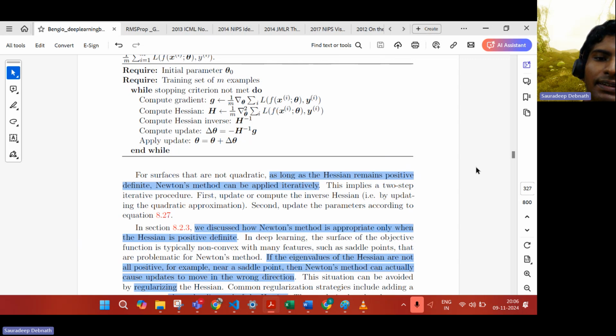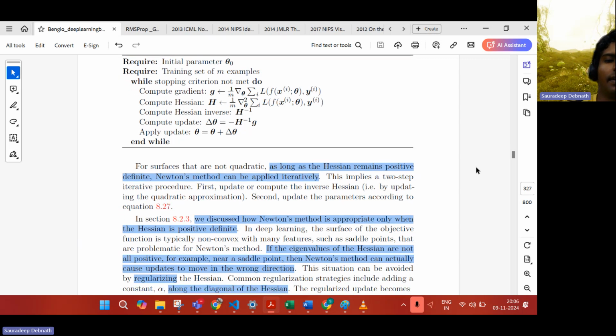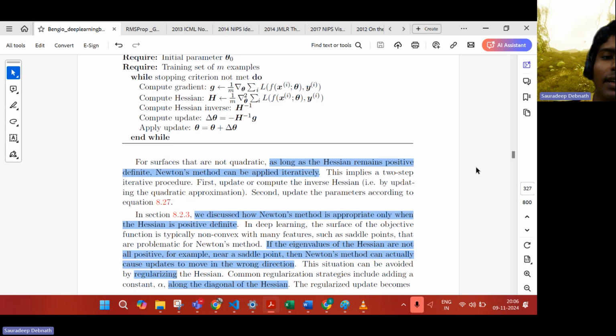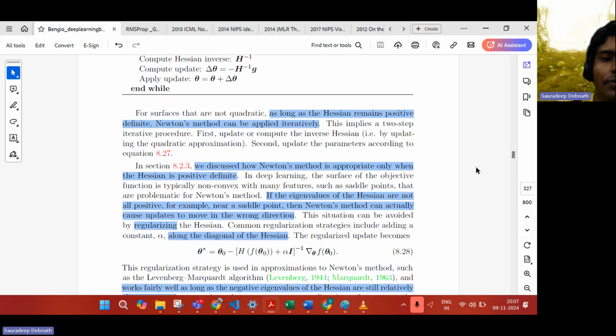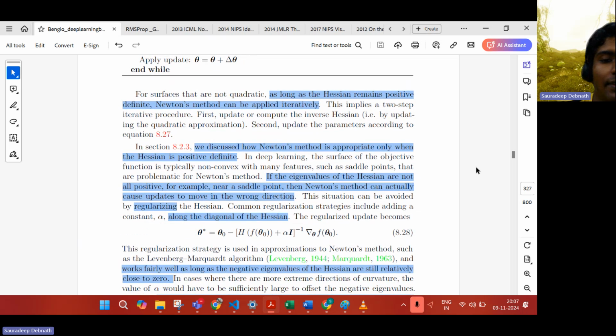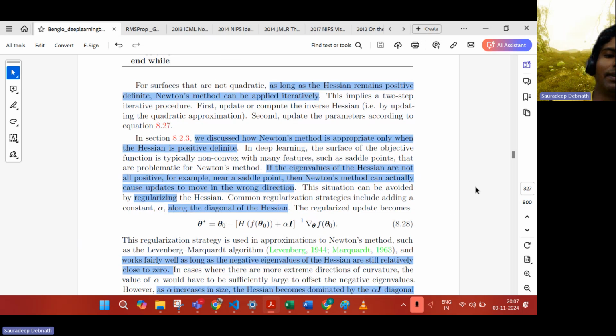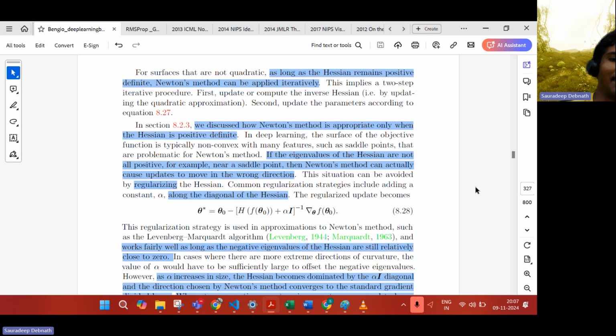To handle situations where the Hessian is no longer positive definite, as in the eigenvalues are no longer positive, what we do for the saddle free method is that along with the Hessian we add an identity, as in we add a component of the gradient itself. This alpha is a hyperparameter, but one thing to note is as alpha becomes higher and higher, it drifts towards stochastic gradient descent.